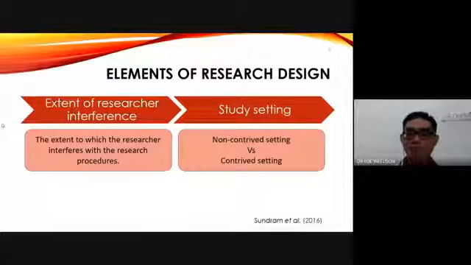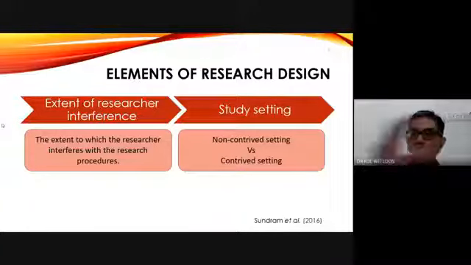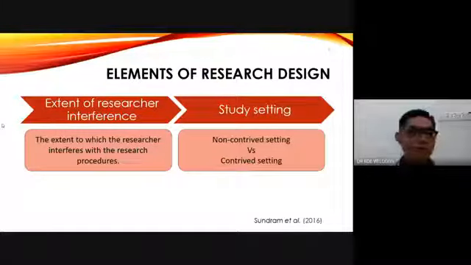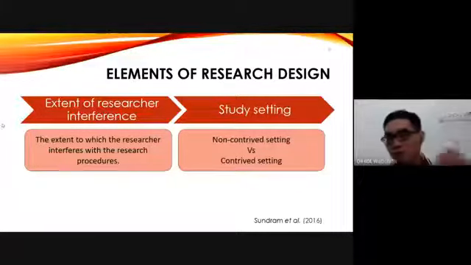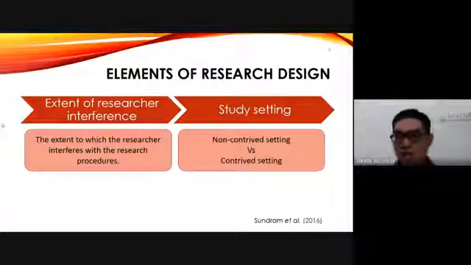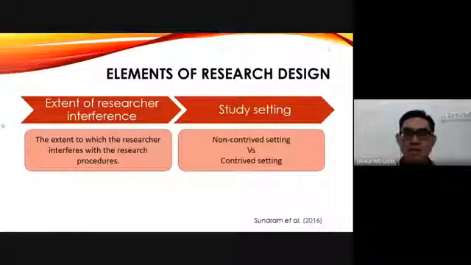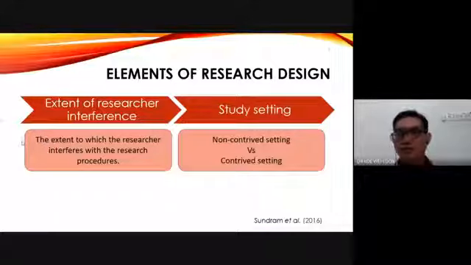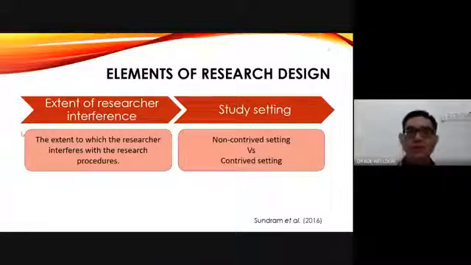Because if you are in an experiment, you are the researcher, you have to control the environment. You have to set up the experiment environment and so on. So the extent of interference from the researcher is higher in an experiment. But if you are just conducting descriptive studies or even causal studies where you just use a questionnaire, you distribute the questionnaire, people fill it up and then you collect it back, that type of research, the extent of interference is very low. Okay, so that is the first one.